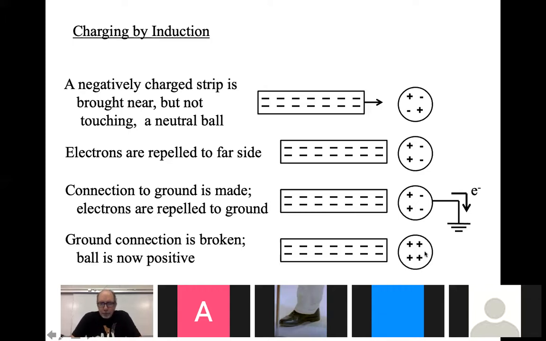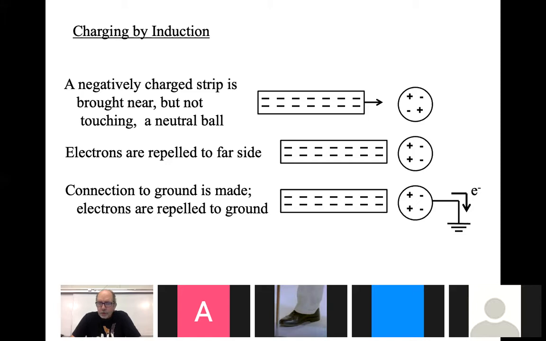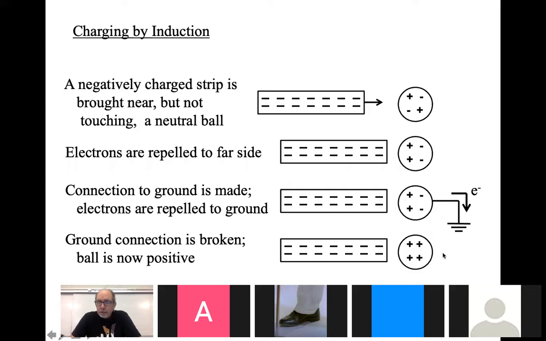Now we break the ground connection first, and then we take the strip away. It's important that you break the ground connection first. If you took the strip away first, then the inducing force is gone, and the electrons will come right back out of the ground to make the ball neutral again. But if you break the ground first, then they cannot get back in. And what you're left with is a positively charged ball. So we used a negatively charged object, and we end up with a positively charged ball.